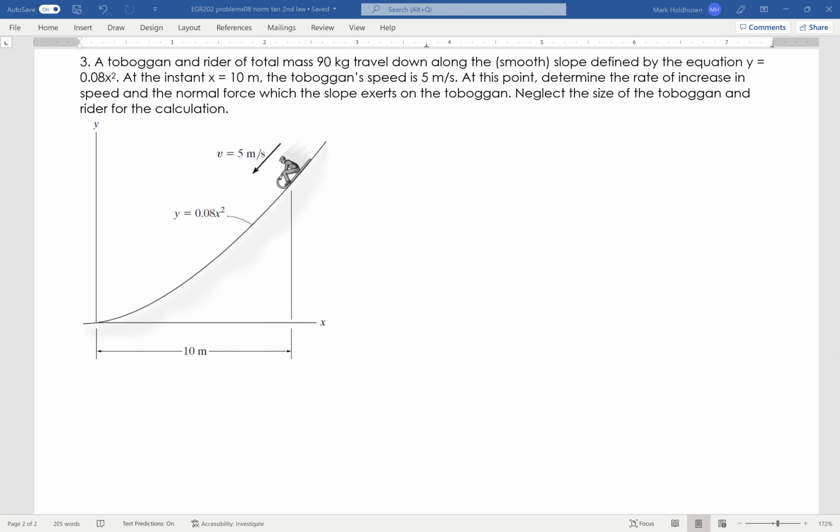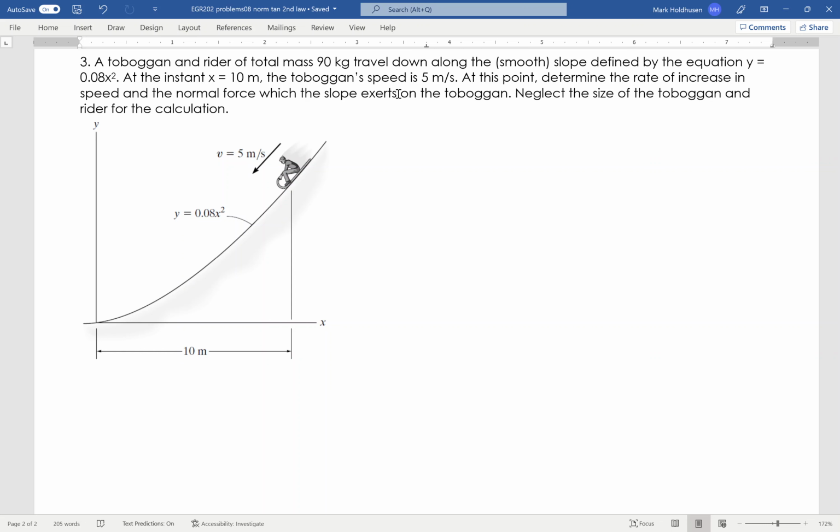Okay, so I got a 90-pound toboggan slash rider heading down this slope, given this equation, as we all take the equation of any slope we ever sled down. When x equals 10, I know the speed is 5 meters per second. We want to find the rate of increase in speed and the normal force exerted on the toboggan.